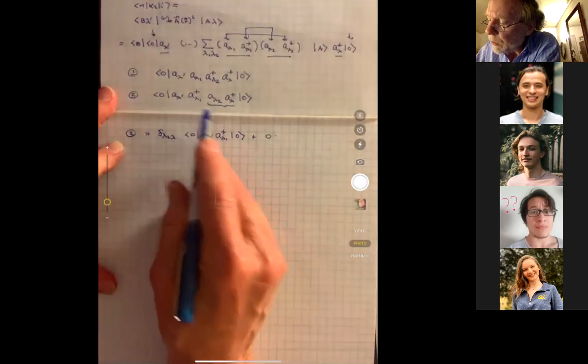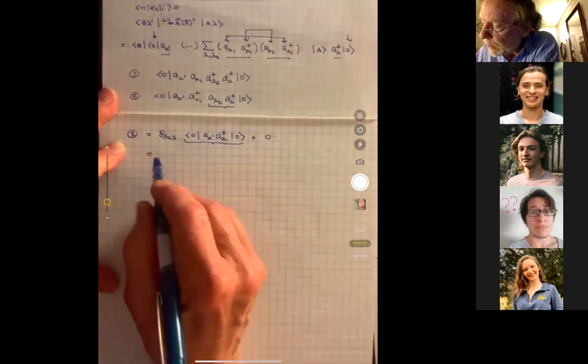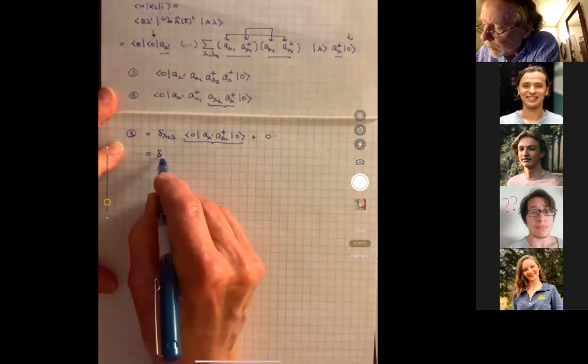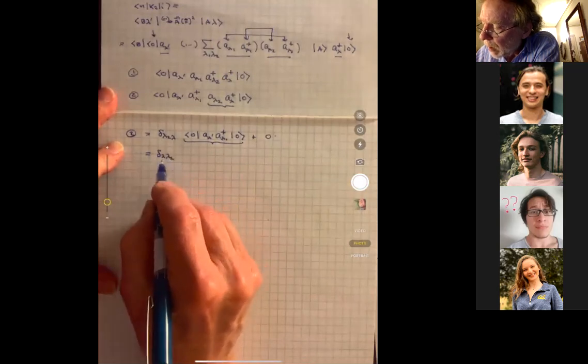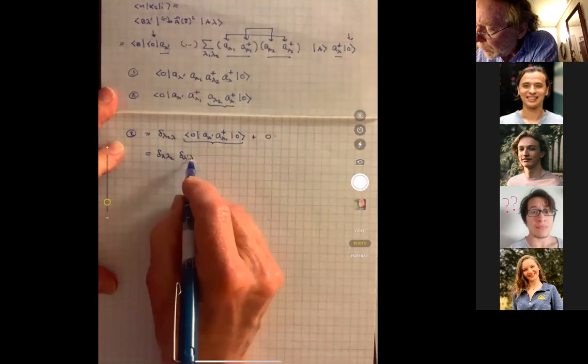That way I got rid of two of the A's and A daggers. And then likewise, I do the same thing for this. I got a second Kronecker delta. So I get Kronecker delta lambda lambda 2 times Kronecker delta lambda prime lambda 1.